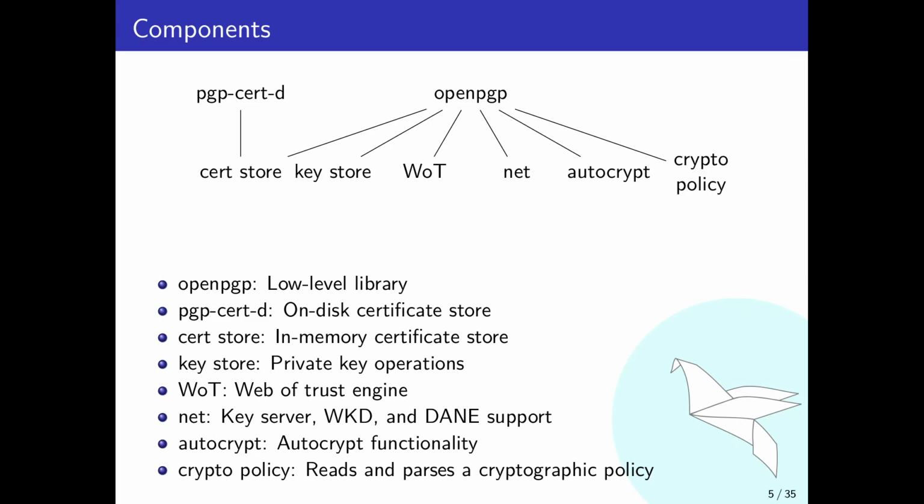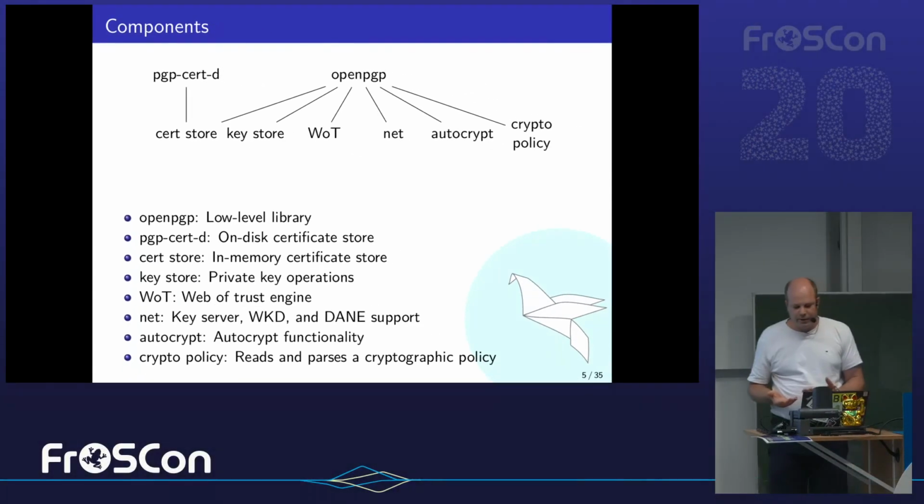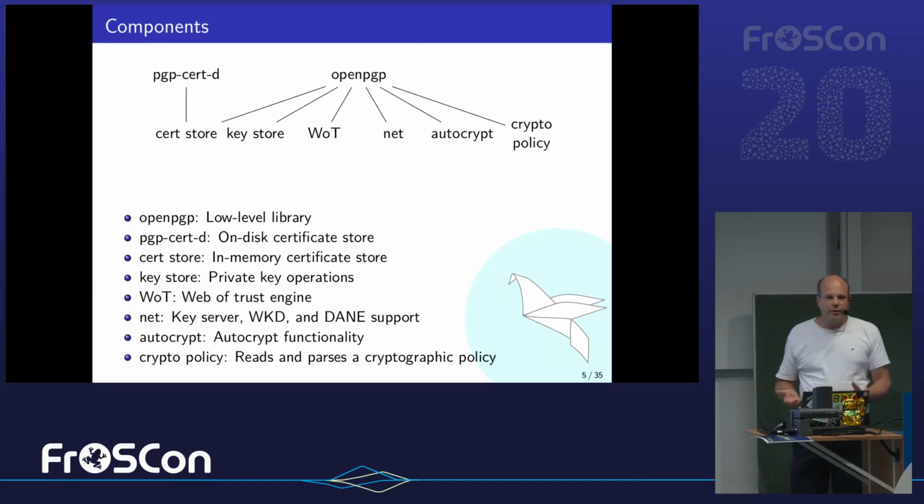We have a web of trust engine. We have a library for accessing the network, for instance, doing lookups on key servers or WKD. We have a library for using autocrypt data structures. And we have a cryptographic policy, which is a nice way to define locally on your machine what algorithms you're willing to trust. And so we have defaults that we think are good, but different distributions have their own ideas of what reasonable defaults are. So for instance, if you run Red Hat Enterprise Linux, they ship their own cryptographic policy that disables some of the things that we allow.